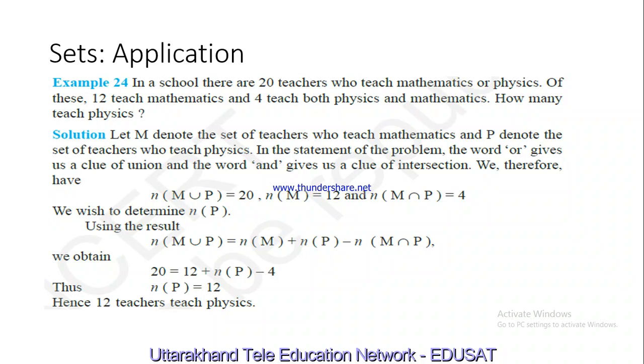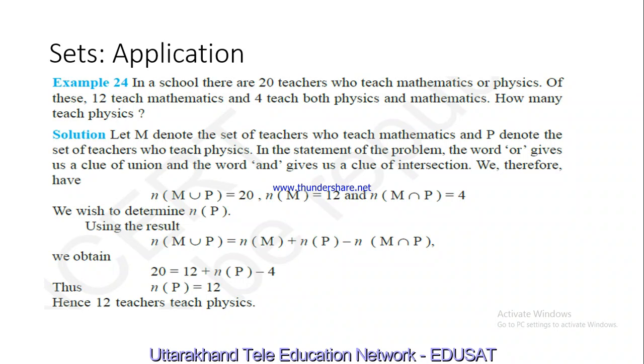Now you can simply put the values in the formula. Earlier we were discussing the formula in the form of sets A and B. Now we have M and P. So the formula becomes n(M union P) is equal to n(M) plus n(P) minus n(M intersection P). Basically small n is referring to the number of elements. So the number of elements in M union P should be equal to the number of elements in M plus the number of elements in P minus the number of elements in M intersection P. Now if you put in the values, this is what we will obtain. We will get the answer as n(P) is equal to 12.